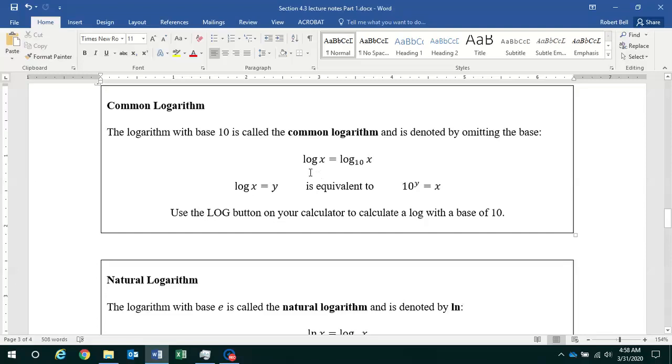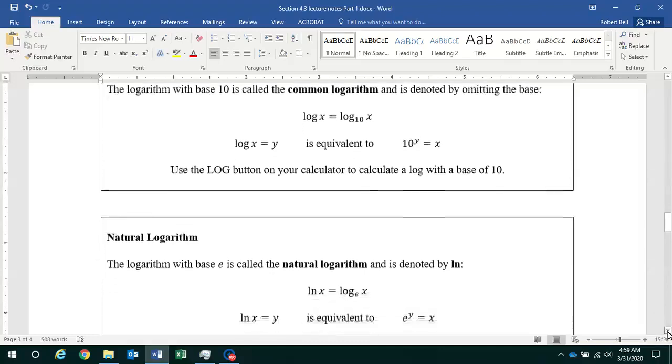So whenever you have the log of something and there's no base given, it's assumed that it's base 10. So log x is log base 10 of x. And so log of x equals y is equivalent to 10 to the y power is equal to x. The 10 is invisible on the log. So whenever you're using log base 10 on your calculator, look for the capital LOG button. That means log base 10.